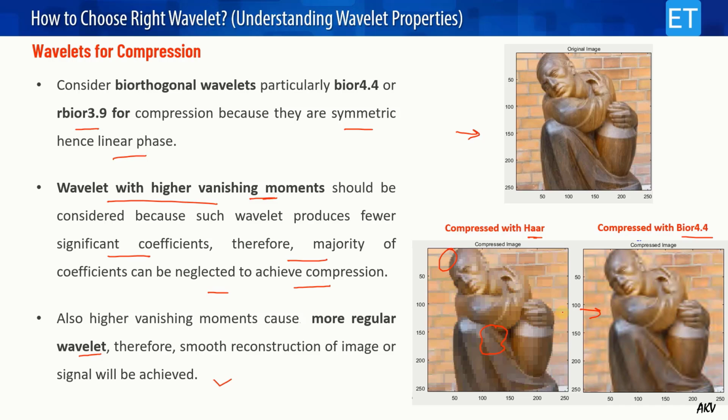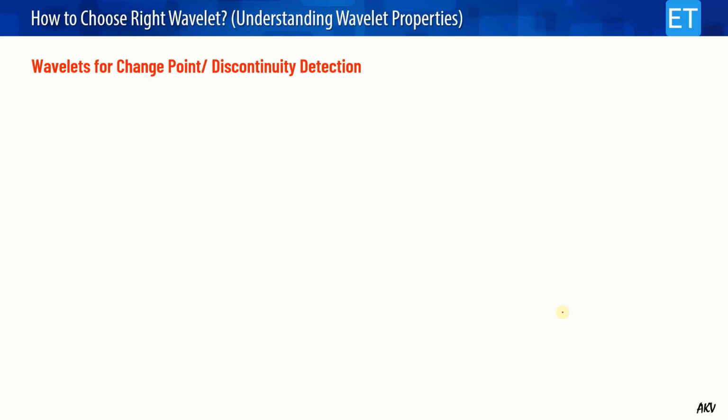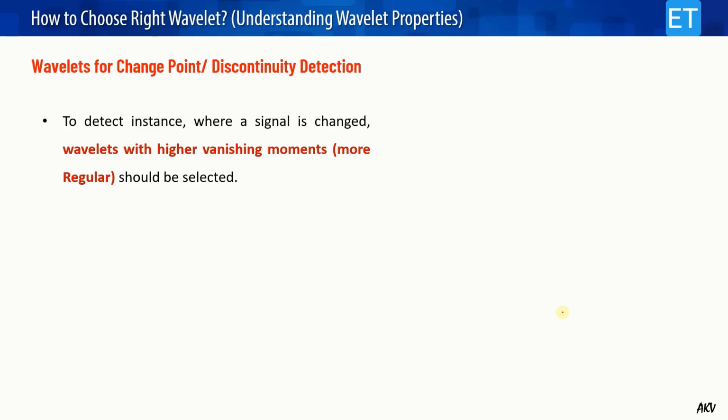So in compression, we should choose the wavelets which are symmetric, which have the linear phase, and which have the higher vanishing moments. Okay. And now let's see the wavelets for change point or discontinuity detection. To detect the instances where a signal has changed its value, the wavelet with the higher vanishing moments, I mean the more regular wavelet, should be selected.